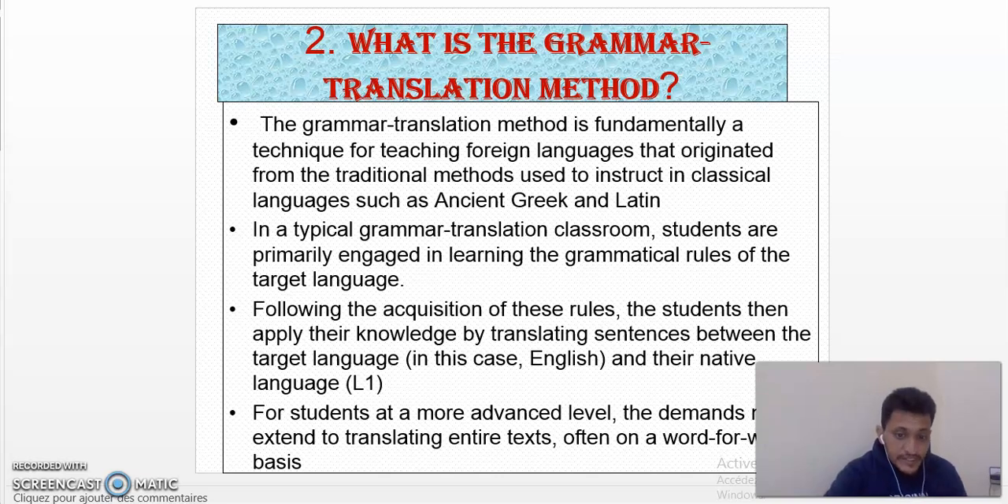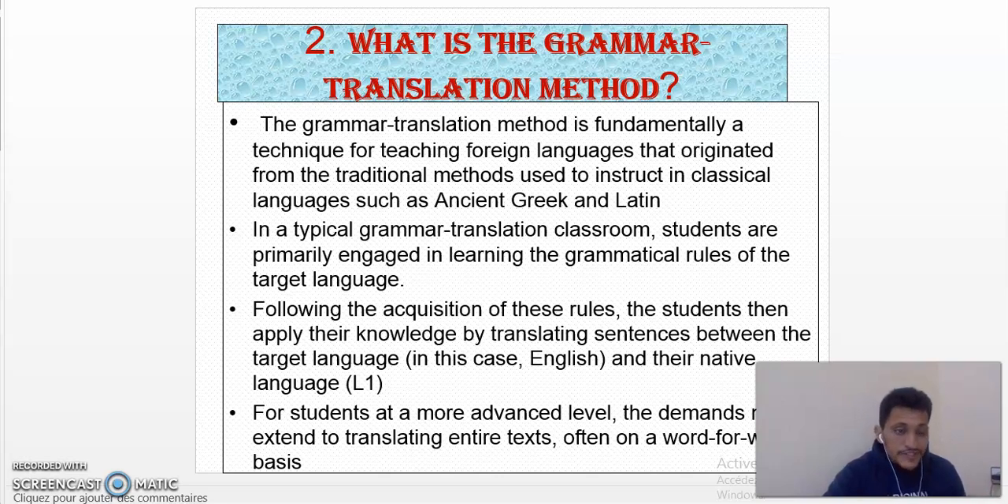For students at a more advanced level, the demands might extend to translating entire texts, often on a word for word basis. So this is some information about the grammar translation method. It's a traditional method. It's focused on grammar and also translation.